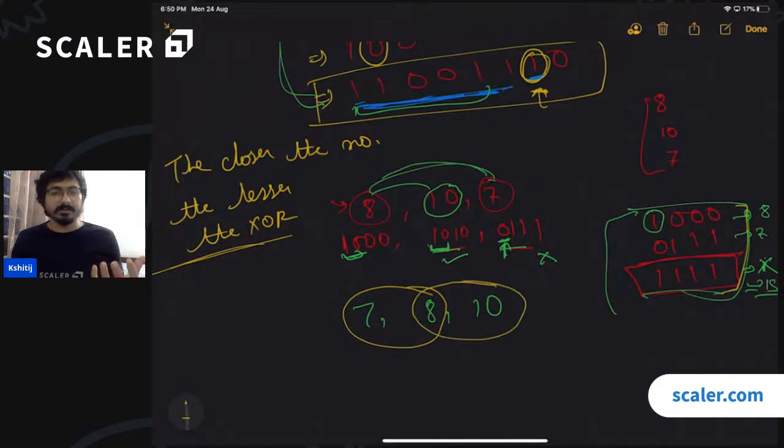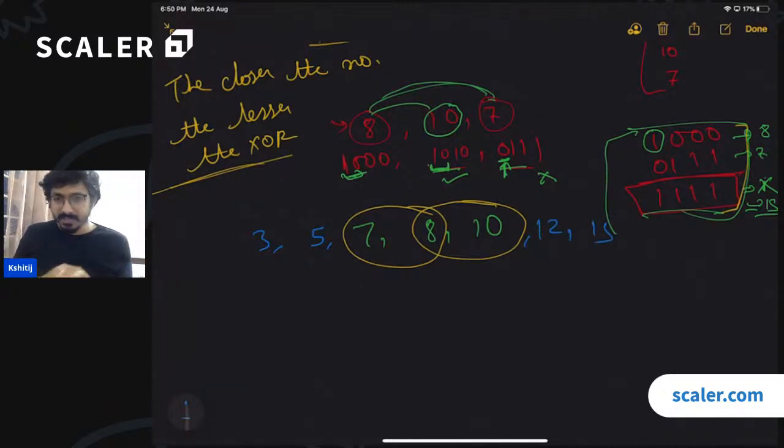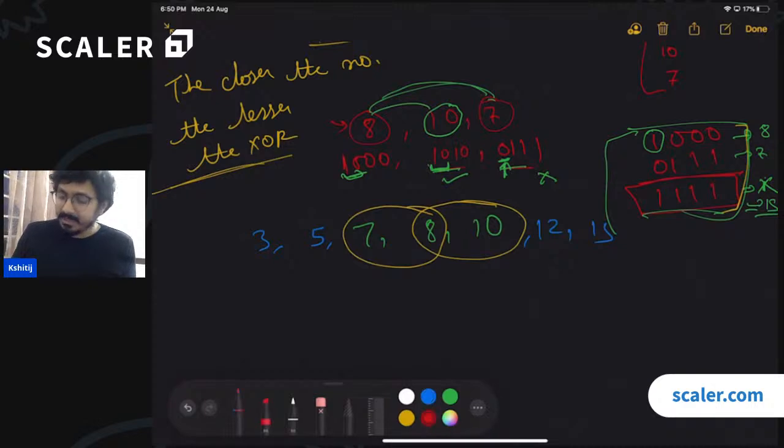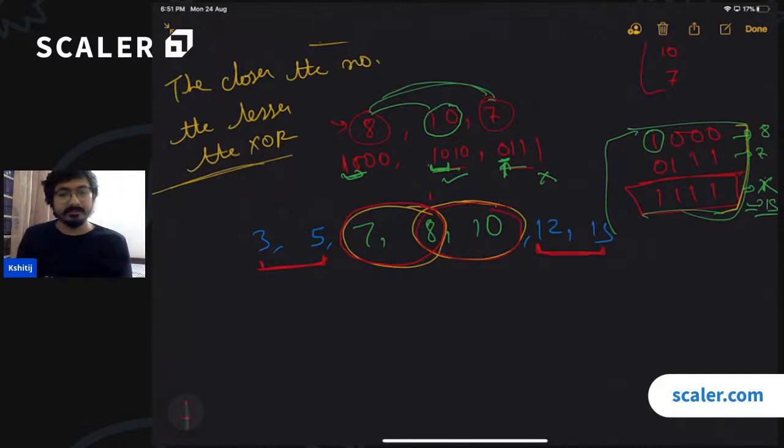So these two are the only numbers with which 8 can give the minimum. Or let us say that we had more numbers in the array. If you also had 5, 3, 12, and 15, even then I can definitely say that the XOR that 8 is giving with 7 is always going to be smaller than the XOR that 8 gives with all these numbers. And the XOR that 8 gives with 10 is going to be smaller than the XOR which 8 is going to give with all these numbers. So 8 is always and always going to give the minimum XOR either with 7 or with 10. Okay, does this make sense to everyone?